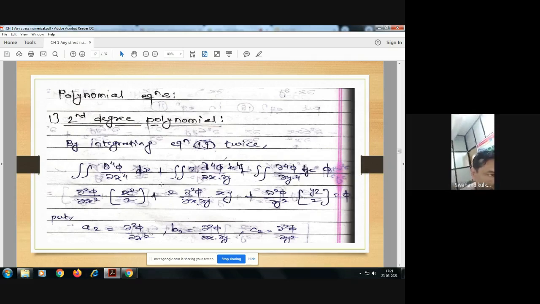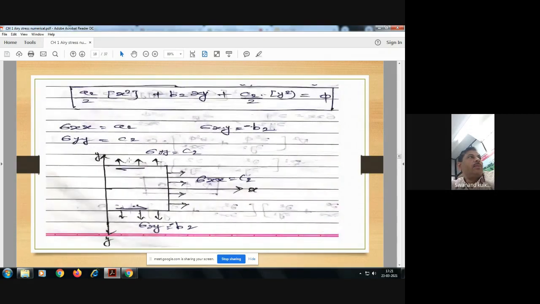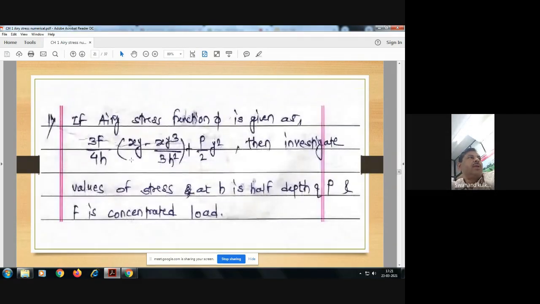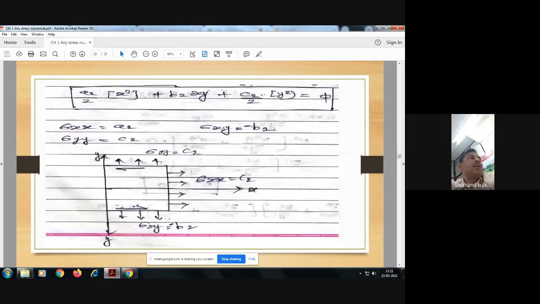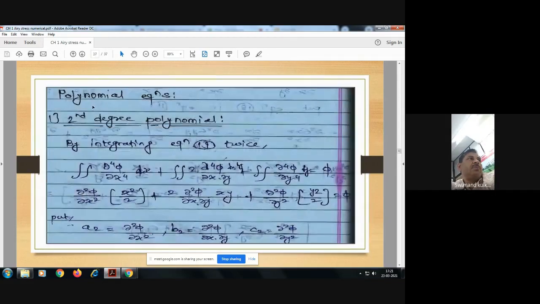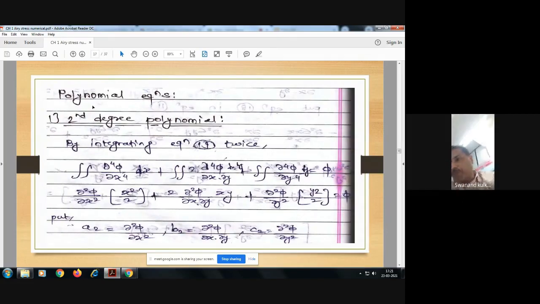Coming ahead, now we are coming to the new concept, that is the polynomial equation. This is the part of this Cartesian coordinate system. There are different polynomial equations. In the different polynomial equations, the first polynomial equation is the second degree polynomial, third degree polynomial, and higher degree, that is fourth degree polynomial. So let us see first of all the concept of polynomial equation, and then again we will come to the end of this chapter, that is Saint Venant's principle and some practice problems.